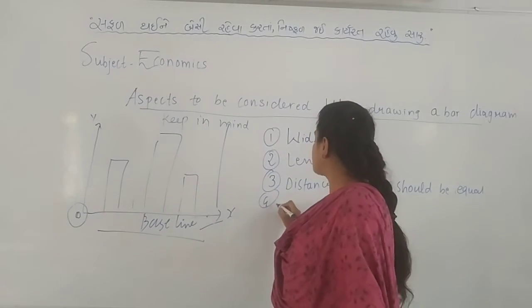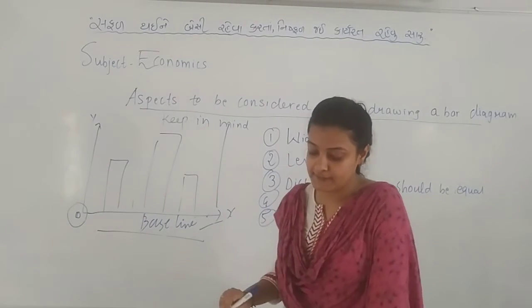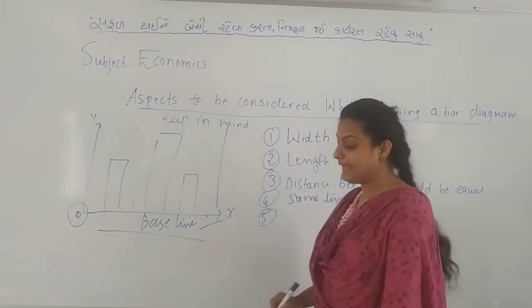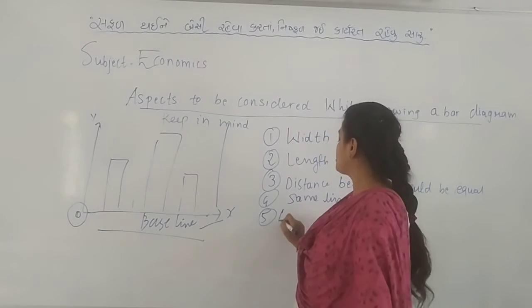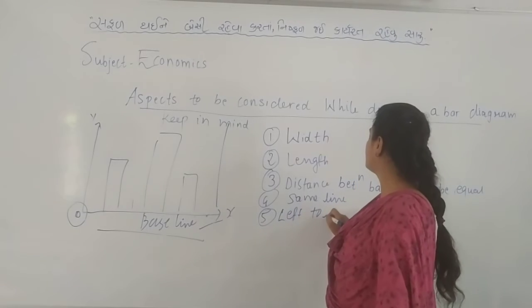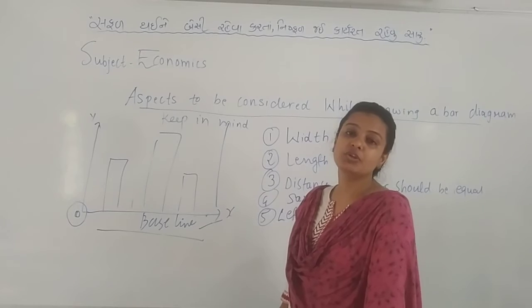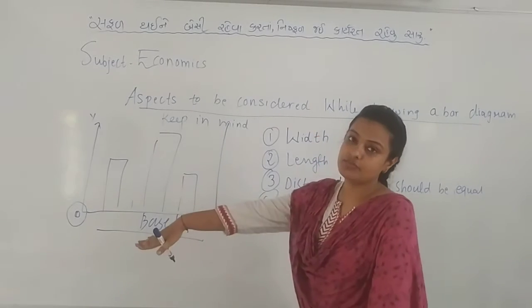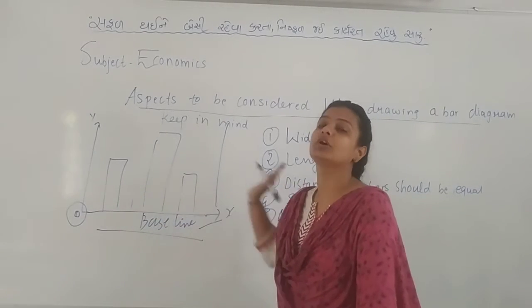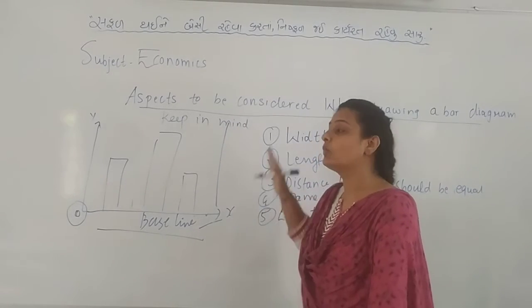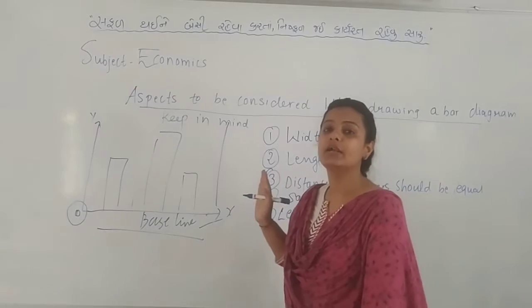So these are the things which you have to keep in your mind. Fourth, we have seen the same baseline, and fifth, we have seen it should be ordered from left to right. It is obvious that we are not going to start your bar from right to left. You always start near the origin. These are the things you have to keep in your mind while drawing this kind of bar diagram.